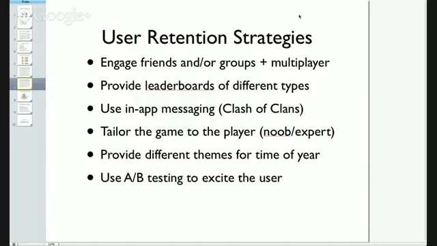So providing different themes for time of year as well. I'm sure you know about that. But again, tailoring the game to the player, noob versus expert. Those user retention strategies, that's probably one of the most important. Like I mentioned, with something simple like Hill Climb, they haven't done that, and I gave up on the game. Something like Clash of Clans, they're much more careful, and that's why they're still the number one game after all this time.